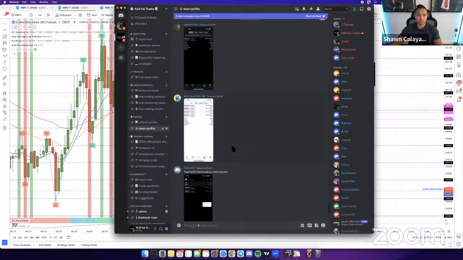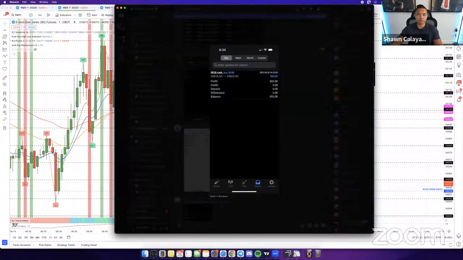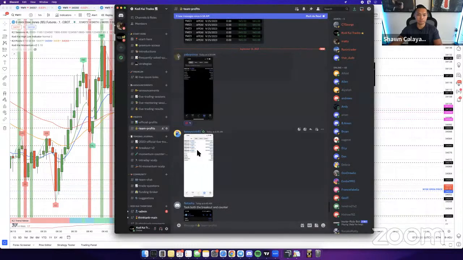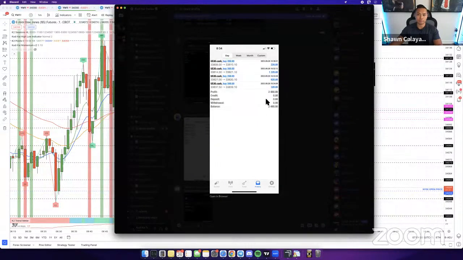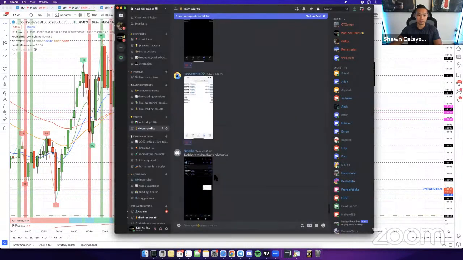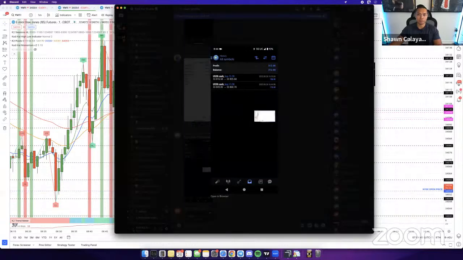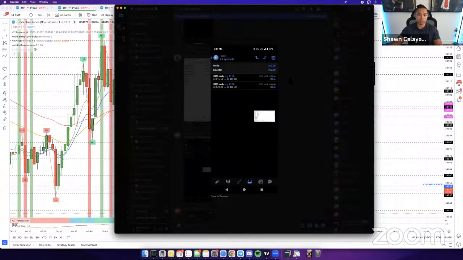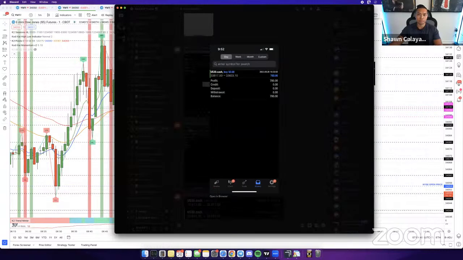Looking over here at team profits, we got Vince over here, total profit of 655 for the day. Nice work, Vince. Solid profit there. Kenny over here, total profit of 2,480 for the day. Nice work right there, Kenny. We got Natasha here, total profit of 312. She took the breakout and the counter move. Madhu over here, total profit of 780 for the day.